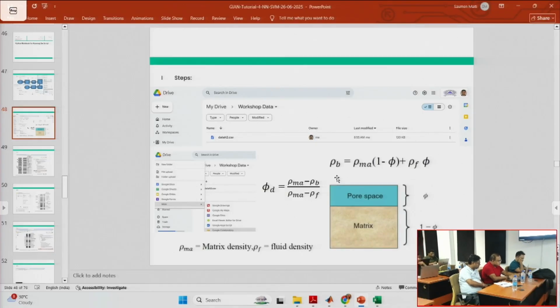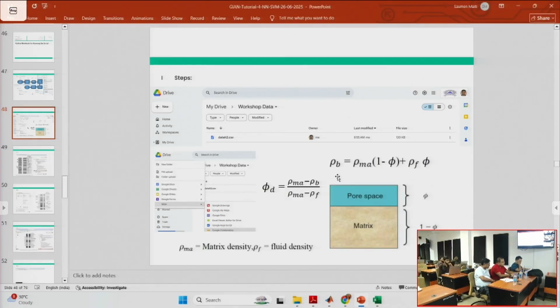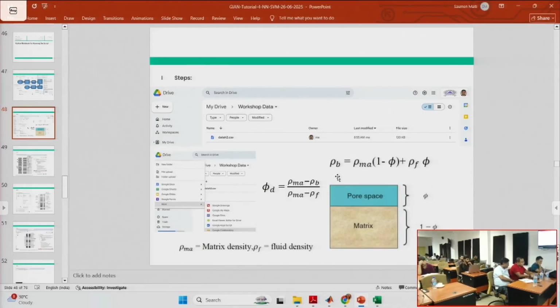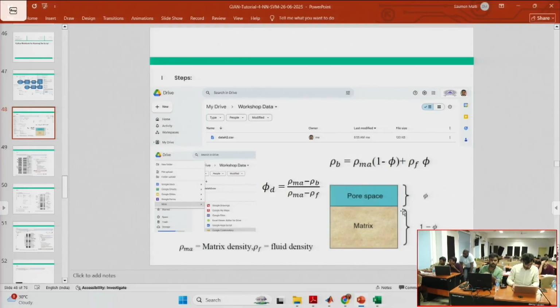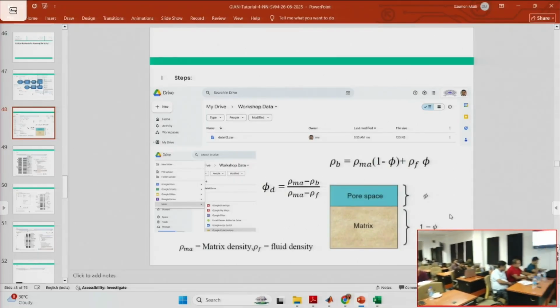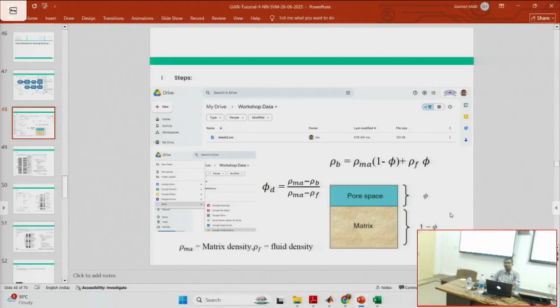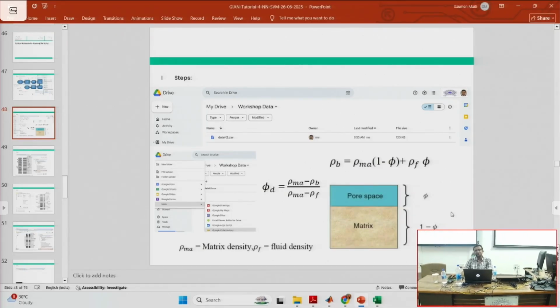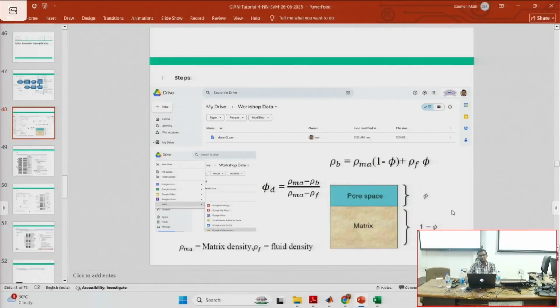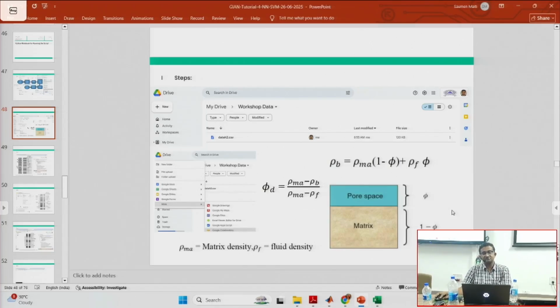RT, integral of the density. Only the first, second part. That is the density. That is the half density. First is the formula. Bulk density log.